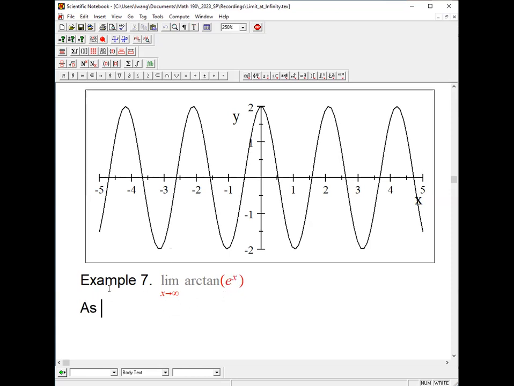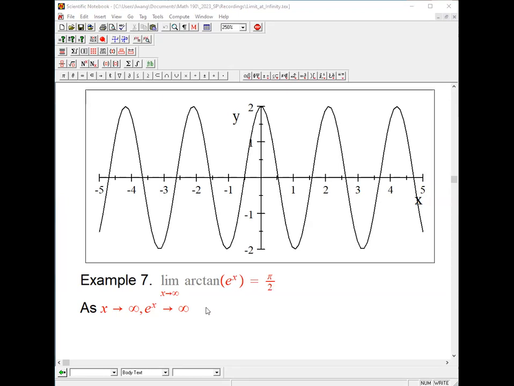So you can say as x approaches infinity, e to the power x is approaching positive infinity. And as you know, arctangent approaches pi over 2 as its input approaches positive infinity. That's the property we can use here: arctan as x approaches positive infinity, so e to the power x approaching positive infinity. So the limit is going to be pi over 2. So that should be an easy one.